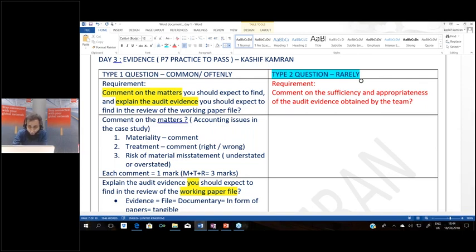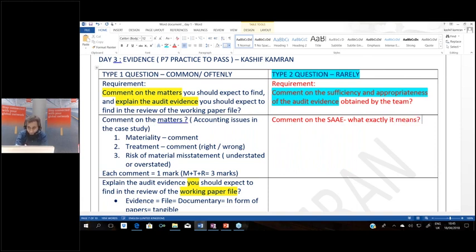What do we have to comment on now? We have to comment on the sufficiency and appropriateness of the evidence. Now, when the examiner asks you to comment, let me use the red color so that we have a segregation. When the examiner asks you to comment on the SAAE, meaning sufficiency and appropriateness of the evidence, what exactly does it mean?